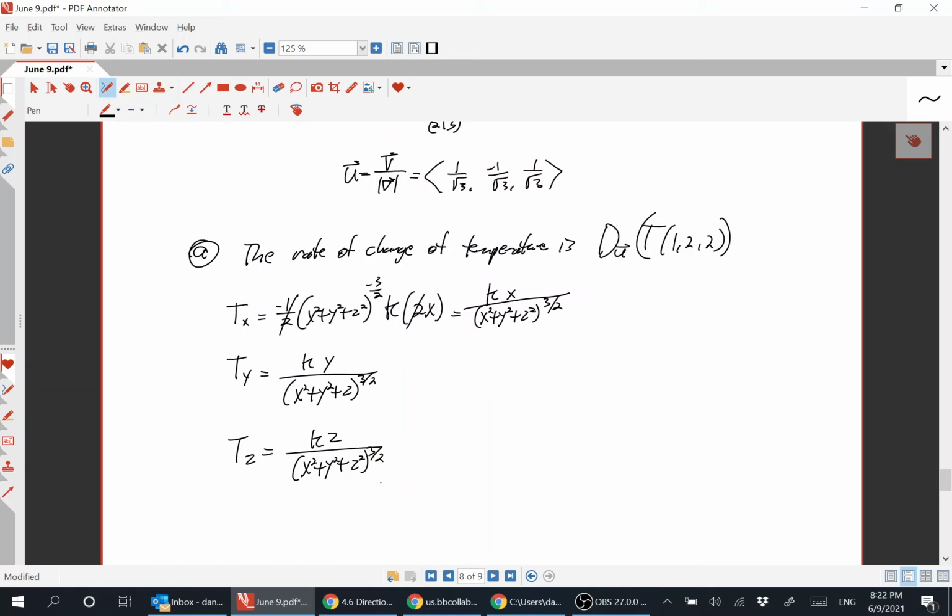Right, so at the point (1, 2, 2), what is this? 1 plus 4 plus 4, so that's 9. So the gradient of T at (1, 2, 2), this is 9 on the inside. Square root of 9 is 3, cubed is 27. So this is k over 27, 2k over 27, 2k over 27, with the appropriate negative signs.